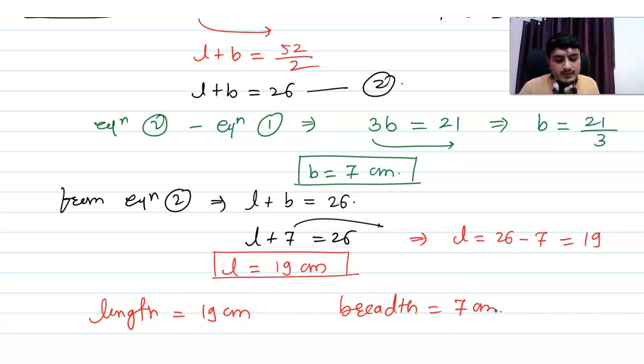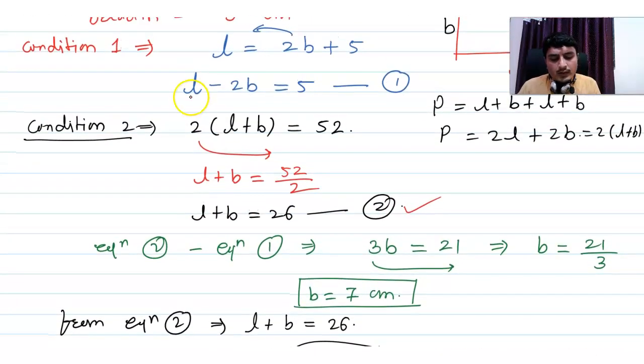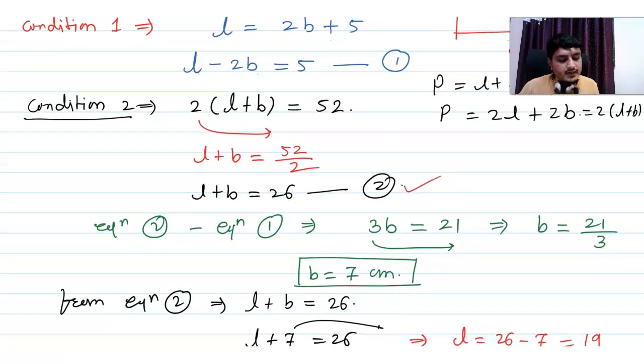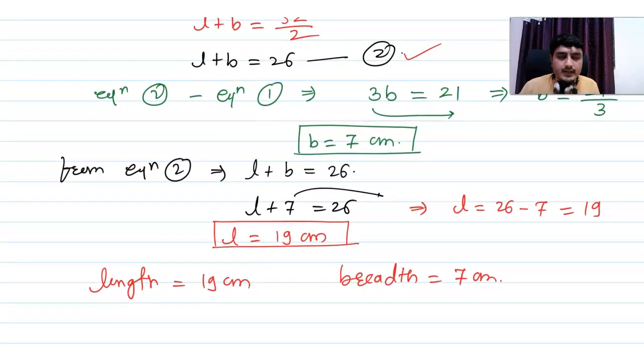To check whether our answer is correct or wrong, L plus B should be 26. So 19 plus 7 is 26. It satisfies equation 2. And look at equation 1 also. L is 19 minus 2 times the breadth, that means 2 times 7, which is 14. 19 minus 14 is exactly 5. So it satisfies both equations simultaneously. So our answer is correct. The length of the rectangle is 19 centimeters while the breadth of the rectangle is 7 centimeters.